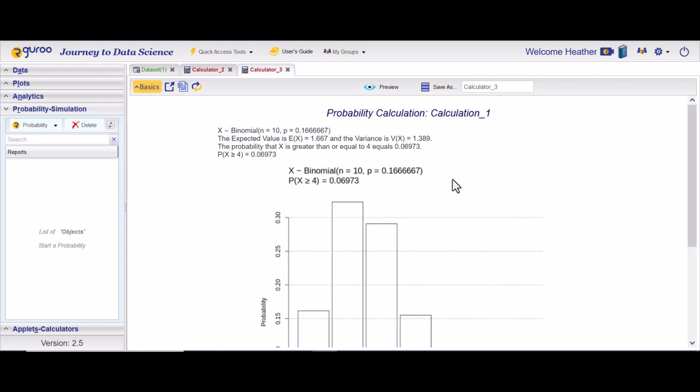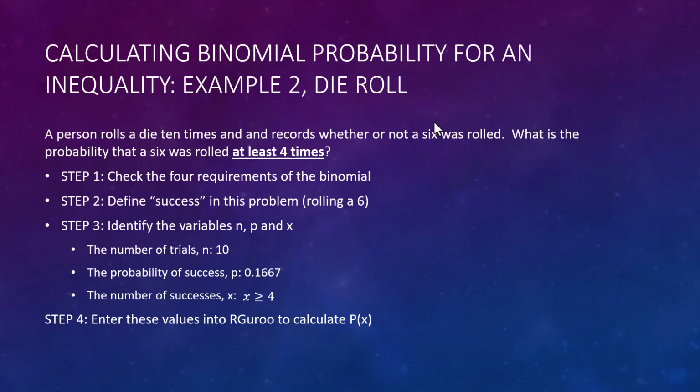It seems like a small insignificant thing, but it's really the difference between the correct answer and an incorrect answer. So the answer, as you can see here, is 0.06973. So the probability that our software gave us was 0.06973.